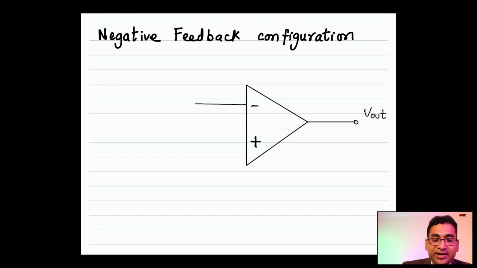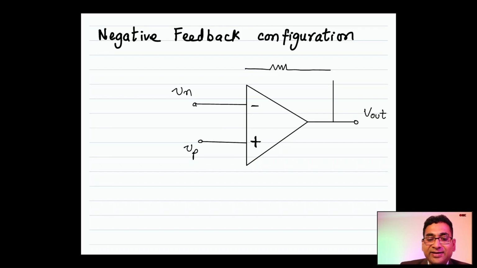The output, then there is your VN, VP, okay? Now, what we are going to do is to take the output, okay, and through a resistor, tie it back into the input. This makes the operational amplifier very versatile, okay? This makes the op-amp very, very versatile.